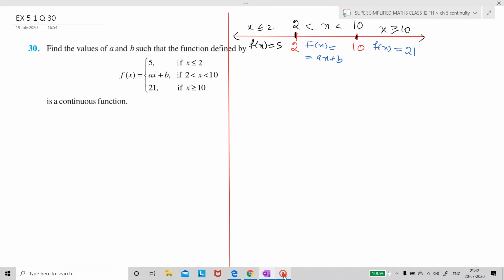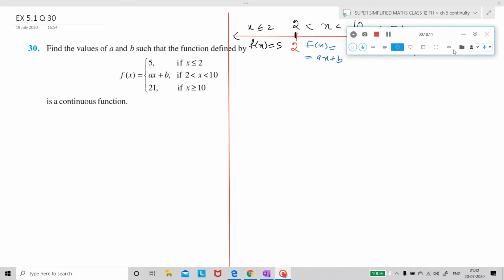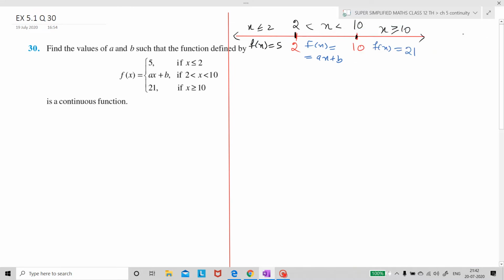Now next we move to question number 30, and question 30 says that f(x) is a function. You can see this figure, and this is the real line, and this is point 2, and this is point 10 on the real line. All these points which are lying before 2, they are all such x for which x is less than or equal to 2, and for them the function is f(x) equal to 5.